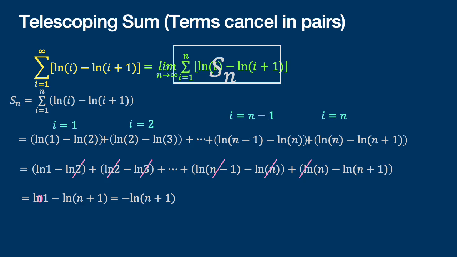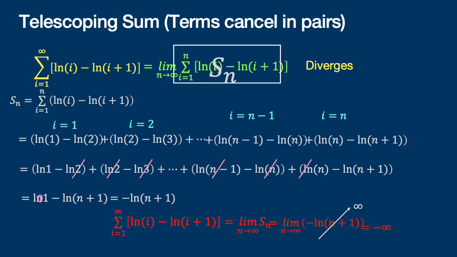We want to find the sum of the infinite series, meaning we have to take the limit of Sn, the partial sum. What happens? The ln function as n approaches infinity goes to infinity, guys, okay? That's going to infinity, which means with the negative in front, this partial sum is going to negative infinity. Another way to say it: this telescoping series diverges.